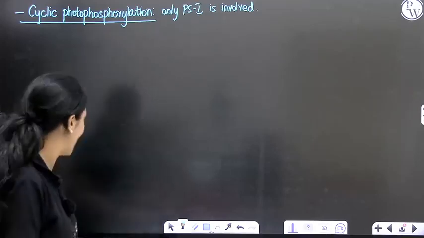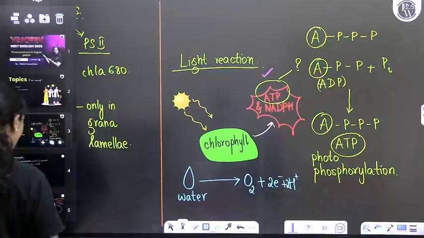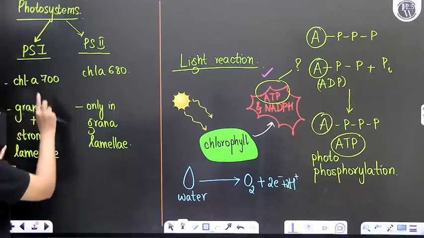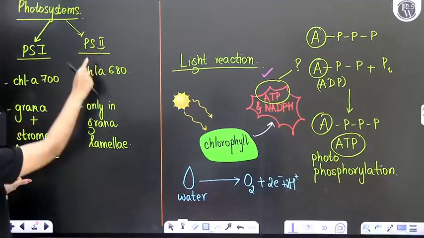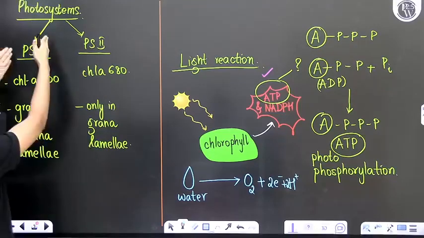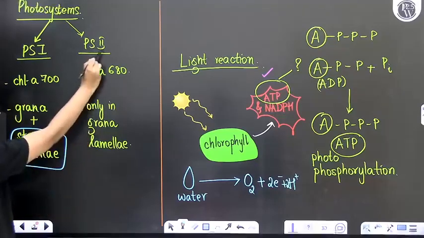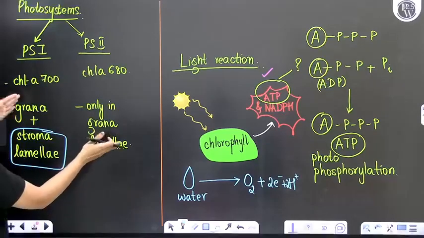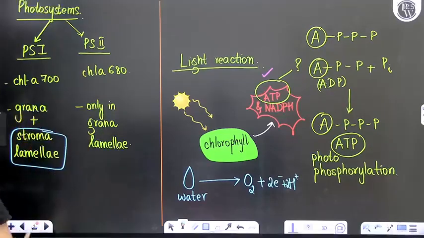When we spoke about PS1 and PS2 in yesterday's class, and I reminded you of it today, I told you that PS1 is present both in the grana and the stroma lamellae. But PS2 is present only in the grana lamellae. So a location where you can find only PS1 is your stroma lamellae, because in grana lamellae you have PS2 as well as PS1. Where both are present in the grana lamellae, non-cyclic photophosphorylation will take place.